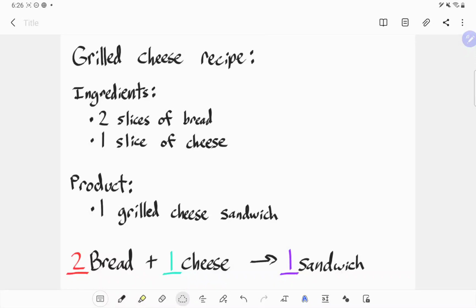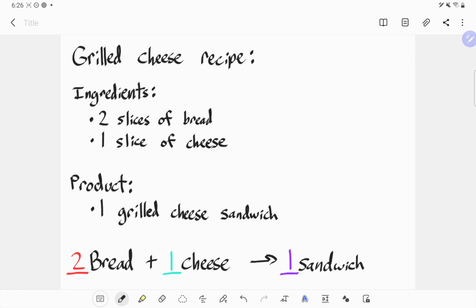In this video, we're going to relate the concept of stoichiometry to cooking. And I know for a lot of you, you are probably rolling your eyes at me considering grilled cheese cooking, but hey, we're not all chefs. But here I have a recipe of how to make a grilled cheese sandwich.